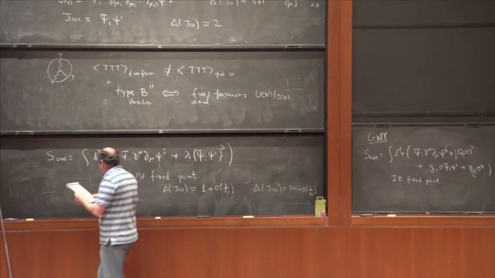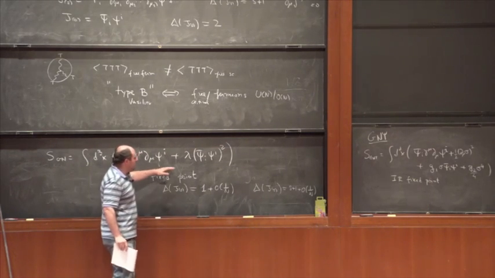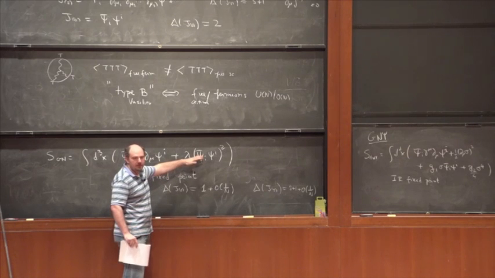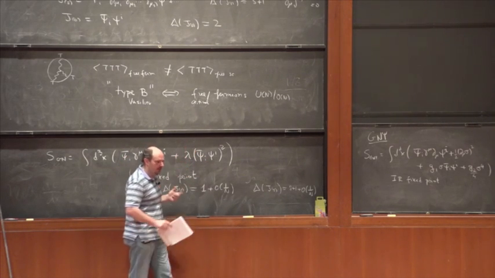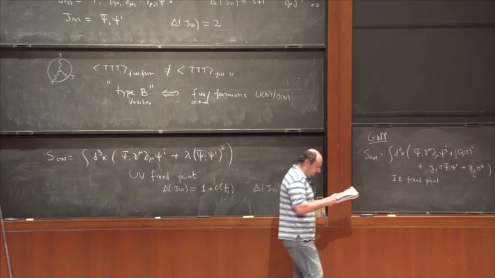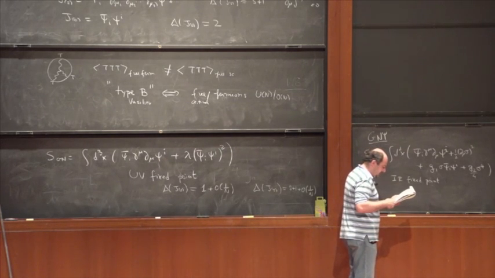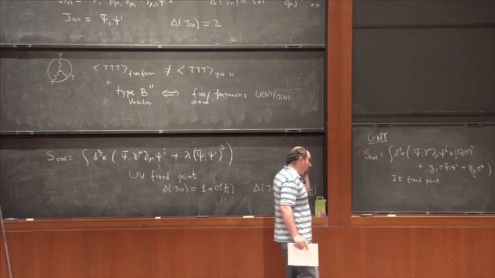In any case, it's clear from this description that since this is a double trace deformation, we know what to do in the bulk, in the 1 over N expansion. We are changing the boundary condition for the scalar field. Any questions about this?